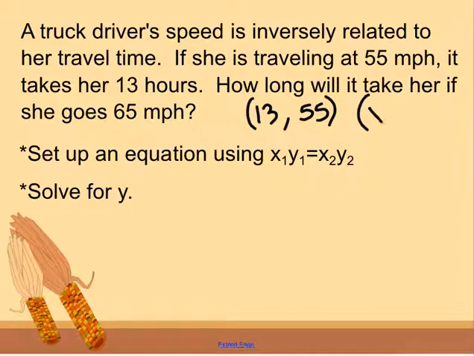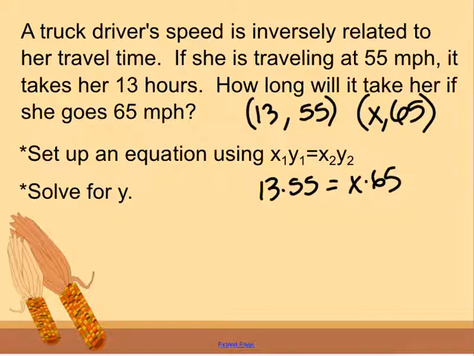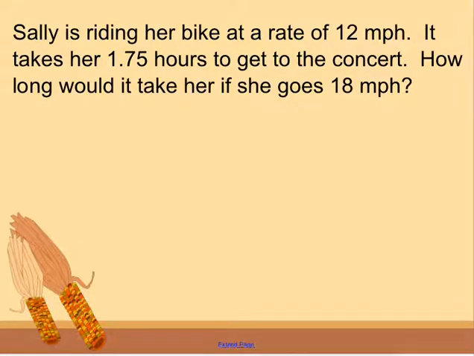Well, we don't know how long it takes for this 65 miles per hour, but we can plug it into our equation to say 13 times 55 is equal to some x times 65. And all we have to do is solve for x. We'll get that constant and figure out, well, it has to be constant, so I have to find a factor multiplied by 65 that will give me that same constant.